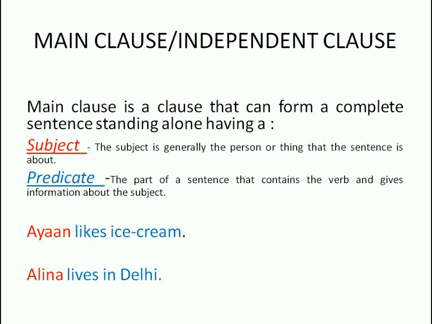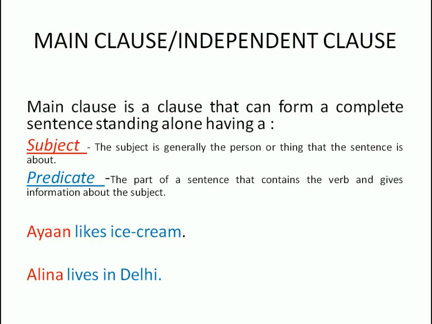Looking closely at the main clause, we get to know that it can stand on its own. It gives complete meaning. It's an independent clause because it does not need any other phrase, any other sentence to give a complete idea. When we read the sentences, we exactly come to know what the sentence is telling us or what the information we get from this sentence.